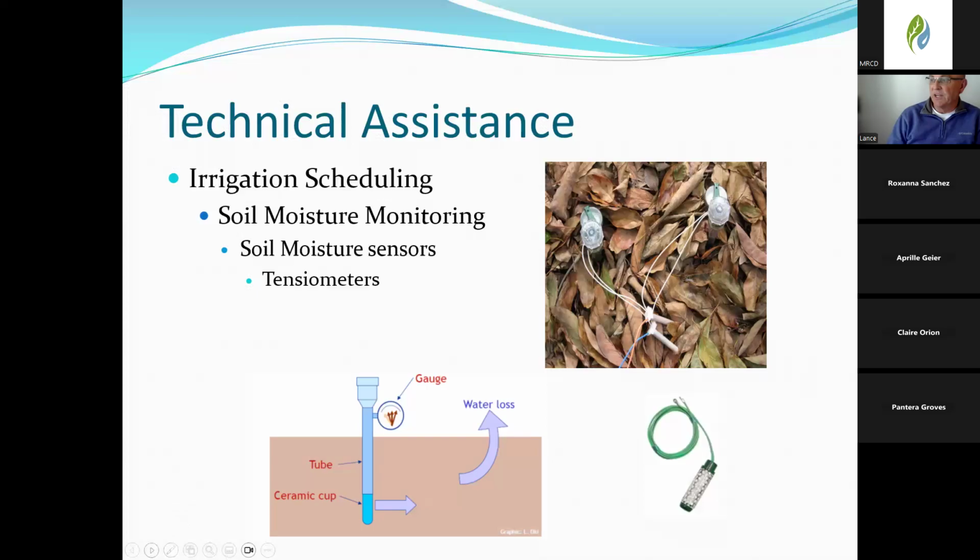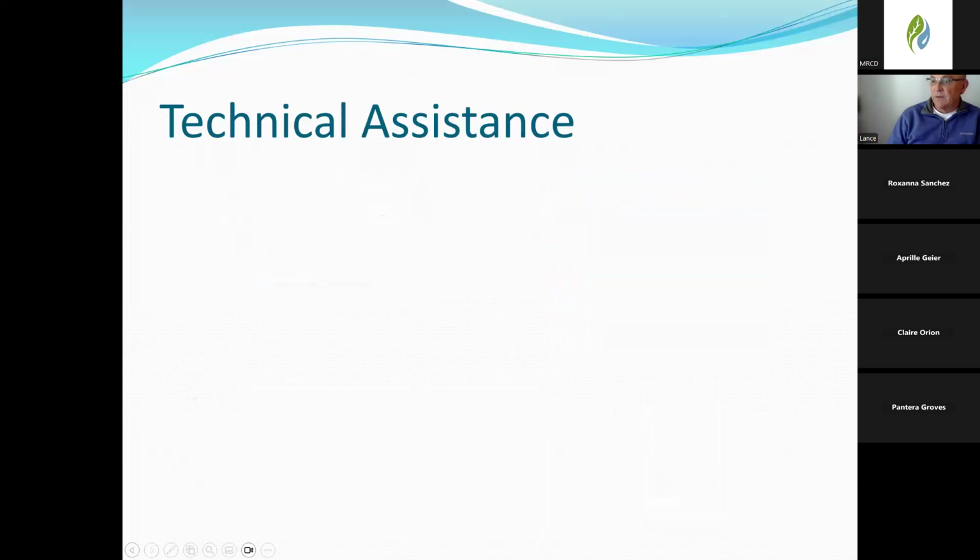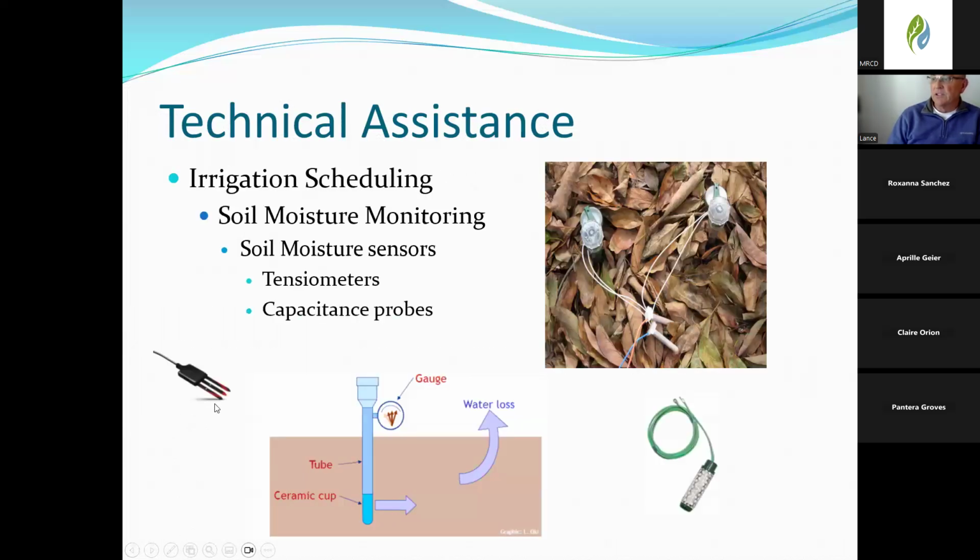We then have probes at current strength, and that is based upon how easily electricity moves through the soil based upon the soil's level of saturation. And so the capacitance probes measure volume. What's the volume of water available in the soil?